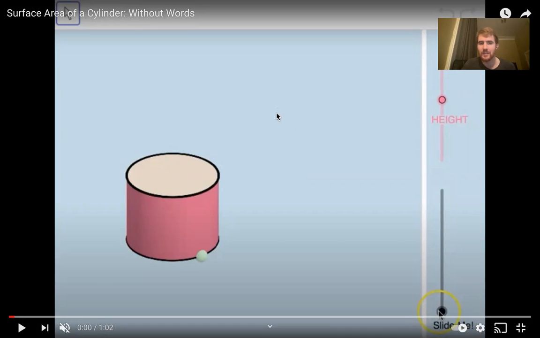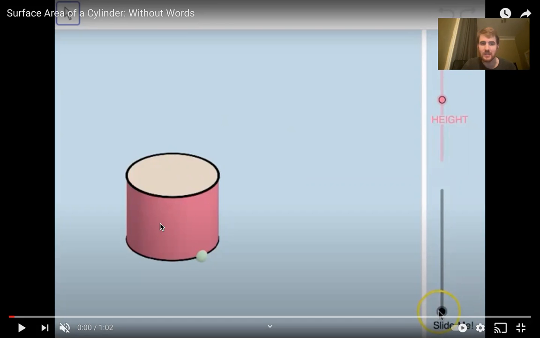We've talked in the past about how to find the volume of a cylinder. That's if you imagine you have a can, how much space is inside, how much water could it hold, how much volume is contained inside. But we haven't talked about how to find the surface area. And that is not the same thing as volume.